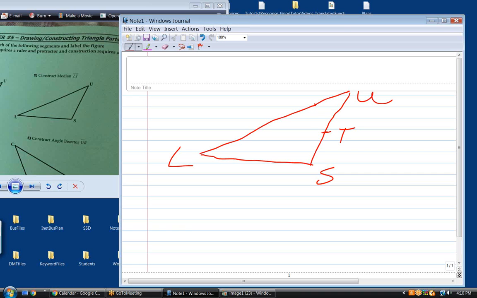Well, T is the midpoint of both of them. Okay, but so that has to be equal to that. Yeah, let's make that a circle rather than a hash mark. So again, the problem merely becomes bisecting US.